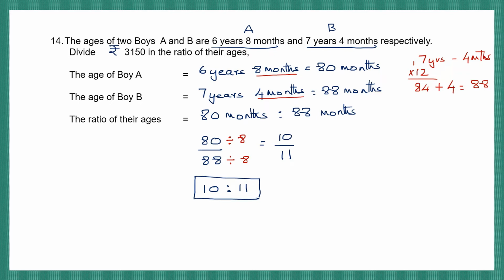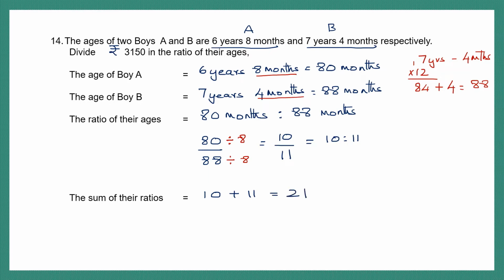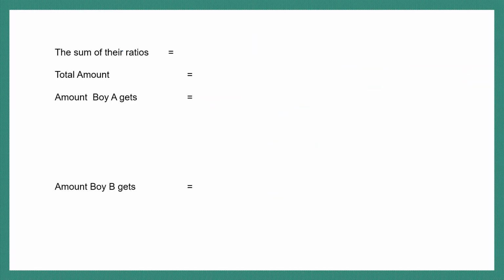Now we have been asked to divide a certain amount in the ratio of their ages, 10 is to 11. So we have to find the sum of their ratios. So let's find the sum of their ratios. 10 plus 11 is 21, and then we continue. Since the sum of their ratios is 21 and the total amount is rupees 3,150. Okay, now how did we get the sum of the ratios? We did 10 plus 11 and we got 21, isn't it?